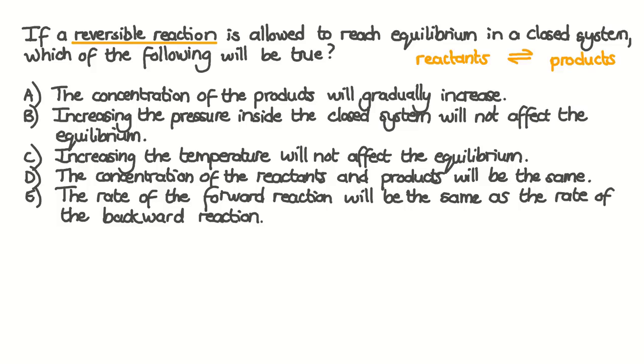A reversible reaction is one in which reactants form products and at the same time products are forming reactants. When this occurs in a closed system, which is one in which energy can enter or leave but matter cannot, we say an equilibrium is reached.